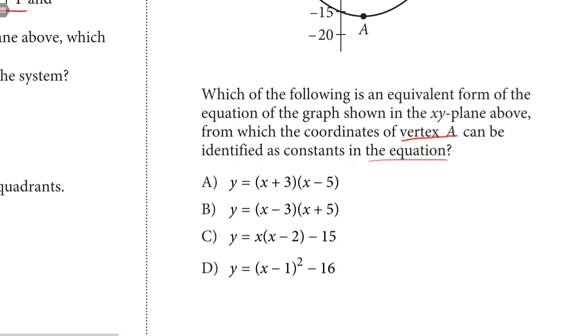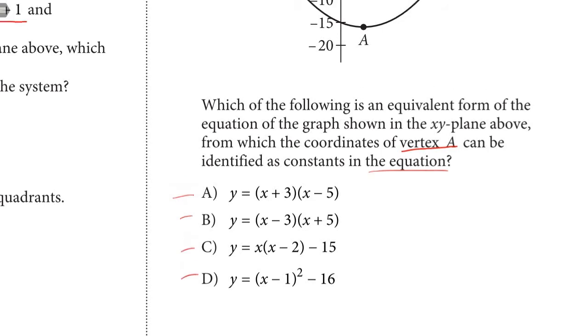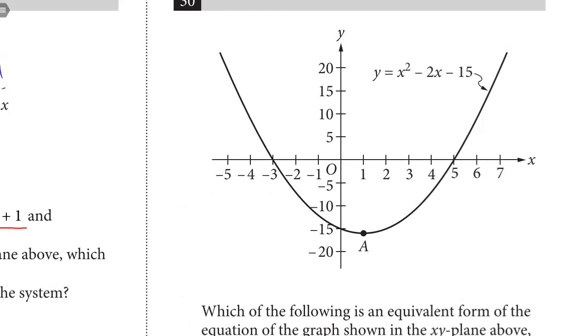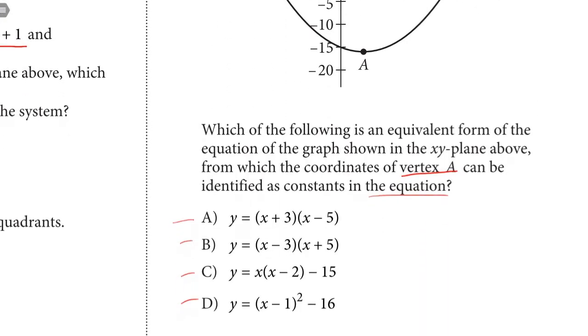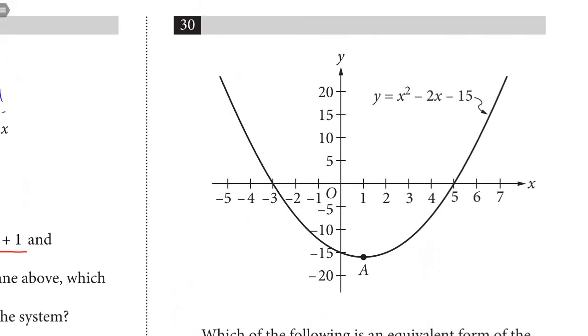Okay, so in these questions, you gotta be careful. Why you gotta be careful? Just because I said so. But no, really. Because a lot of the answer choices can be reasonable equations that describe the parabola, but only one of them is in a form that will help you identify the vertex of the parabola, okay?